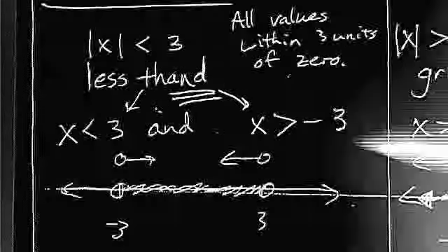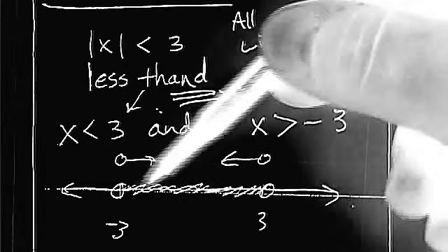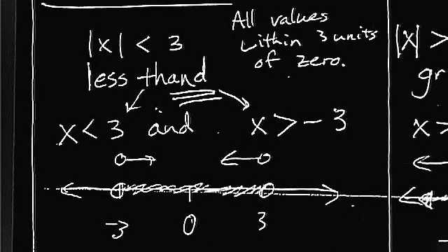Now, remember what I wrote up here? All values within 3 units of 0? That's it, right there. Right? 0 is in the middle. All the values within 3 units of 0.